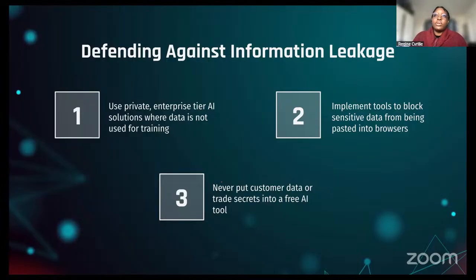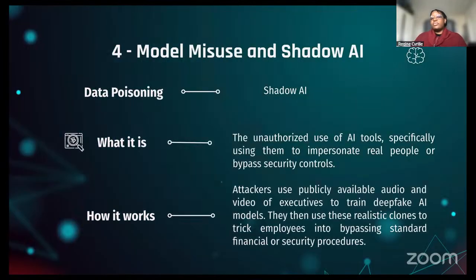If you don't want something to be publicly available at some point, someday, just probably don't upload it to an AI model, especially not a free one. I think the last one, let's look at model misuse and shadow AI.